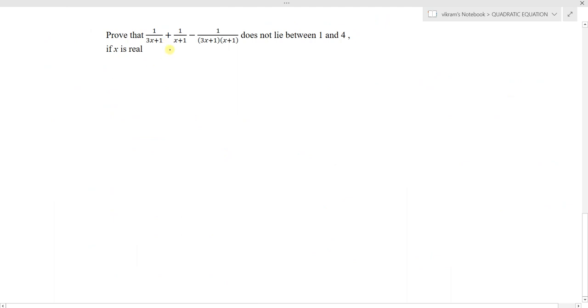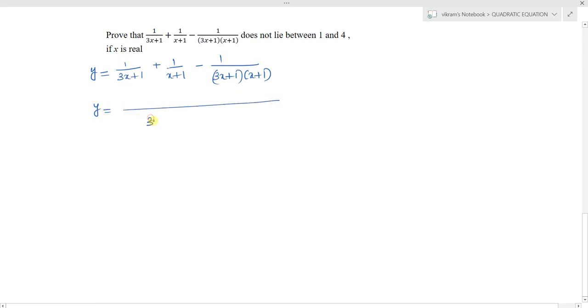Prove that 1 by 3x plus 1, plus 1 by x plus 1, minus 1 by (3x plus 1)(x plus 1) does not lie between 1 and 4, where x is real. So how to solve this? Consider the given expression as y, which equals 1 by 3x plus 1 plus 1 by x plus 1 minus 1 by (3x plus 1) into (x plus 1). Now make the LCM.